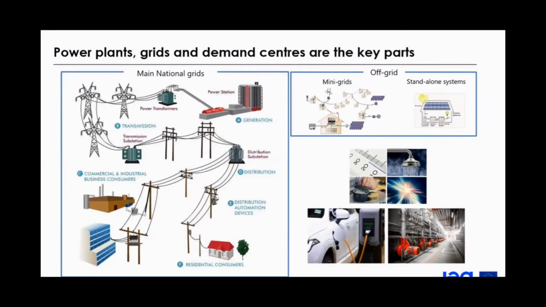So that is on the national grid side. On the off-grid side, we can think that some off-grid elements can at some point be integrated into the national grids. Mini-grids can be connected at some point in time to the main grids. So in this presentation, we will look mainly at on-grid systems, and we will leave the off-grid ones to a separate webinar.